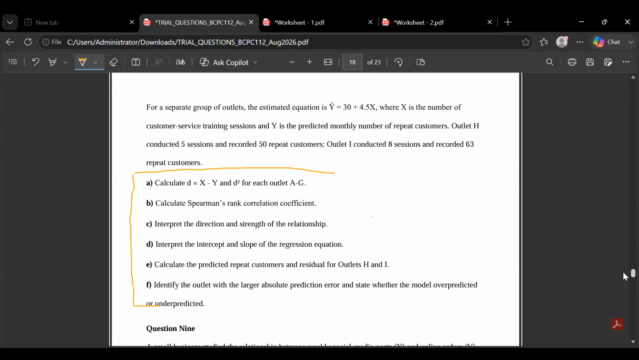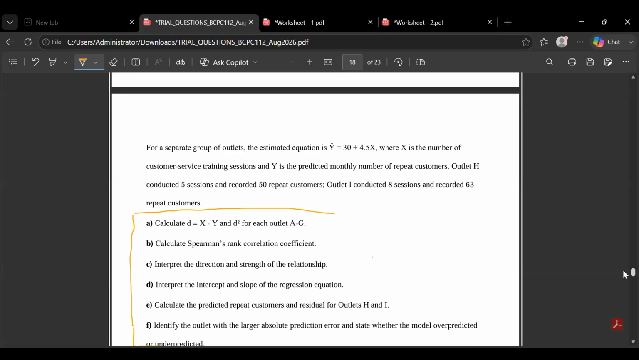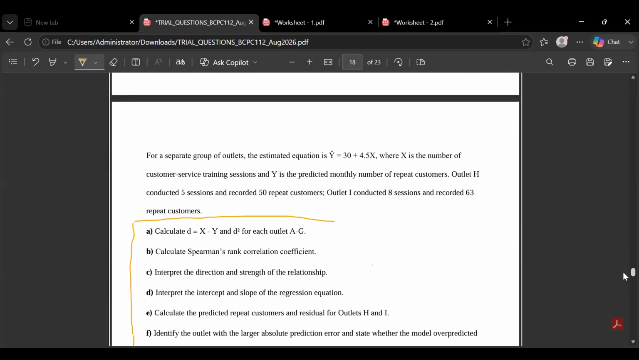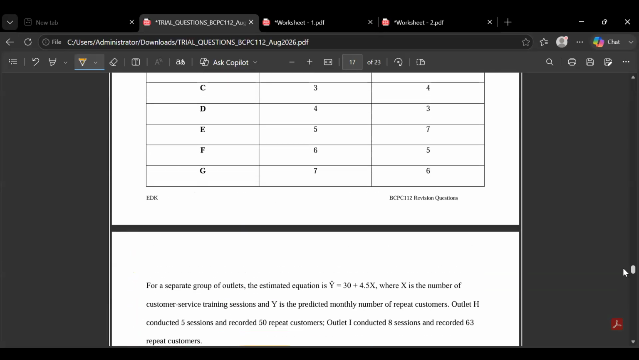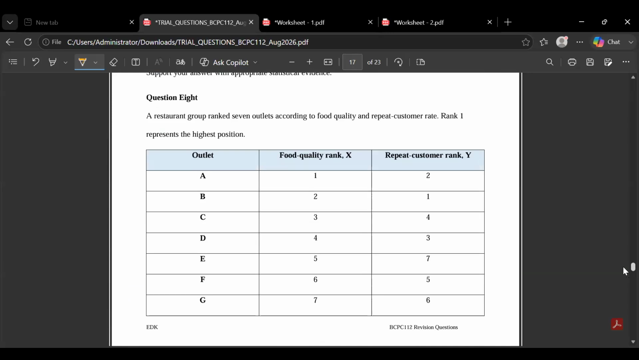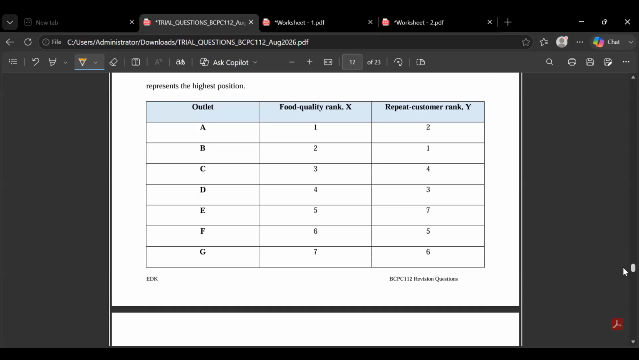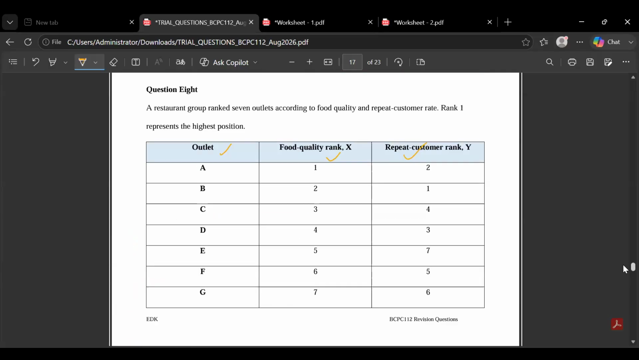After that, you write this one down. So you come to the top. What the question is saying, finish reading. A restaurant group runs 7 outlets, ranked according to food quality and repeat customer rates. Rank 1 represents the highest position. So we have the outlets, food quality rank, repeat customer rank. Let's continue. And it's A to G.